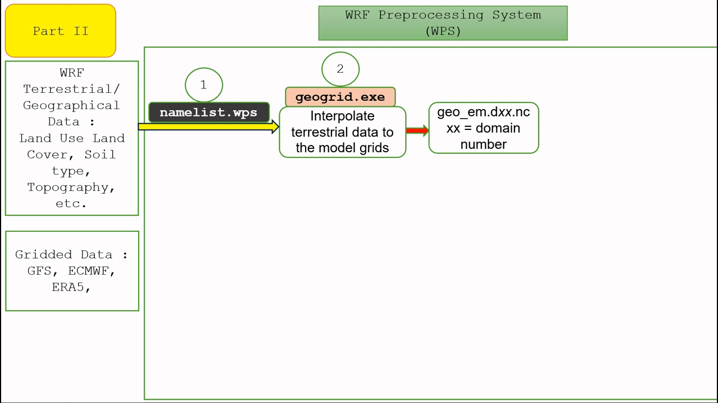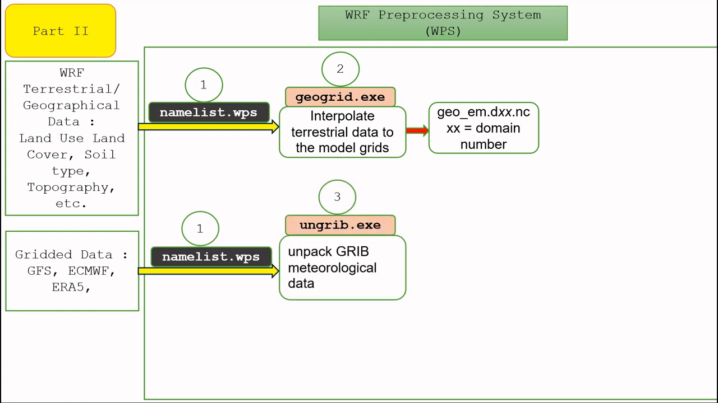If single domain, then you will get geo_em.d01.nc. If two domains, then you will get two files, geo_em.d01.nc and geo_em.d02.nc.